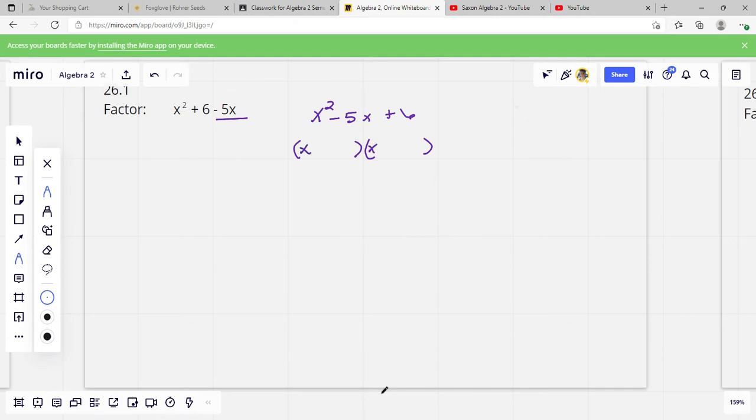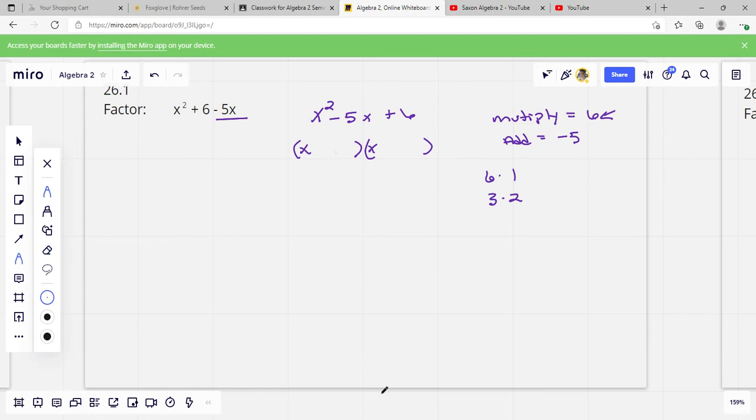Now we just have to think of two numbers that when we multiply, they equal positive 6. When we add, they equal negative 5. So if we put down all the factors of positive 6, that'll be 6 times 1 or 3 times 2. We got to come up with ones that when we add, we get negative 5. And we can put the negative on either side if we want to. Now actually, they both have to be negative, because when we multiply, we end up with a positive number.